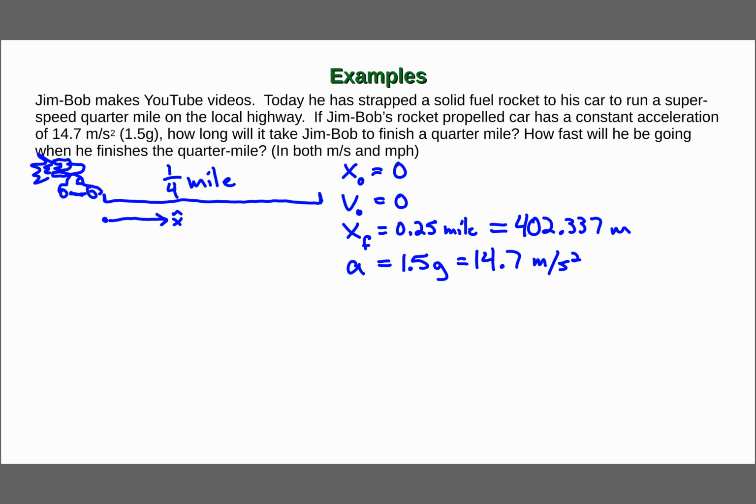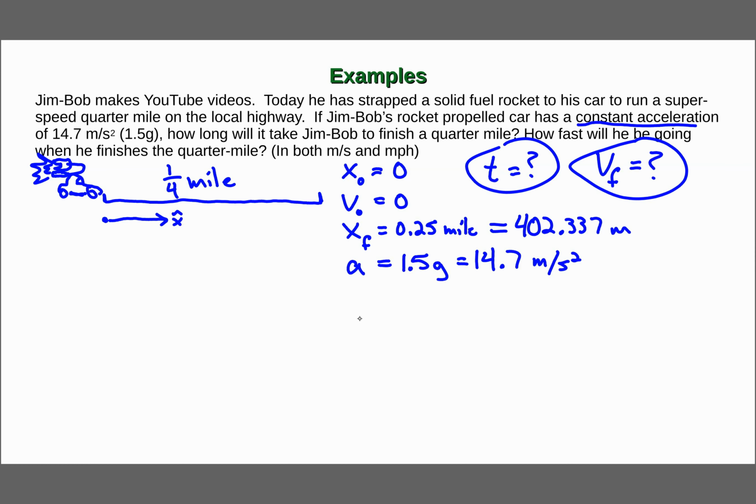So then what is it asking us? Well, first it asks us how long does it take Jim Bob to finish, so t equals what? And second, it asks us how fast he's going to be going when he finishes, so v final equals what? This is definitely going to be a one-dimensional kinematics problem. Again, the motion's in one dimension. He has constant acceleration, so I'm all good on kinematics. And the two equations that I want to use are going to be x equals x naught plus v naught t plus 1/2 at squared, and v equals v naught plus at.